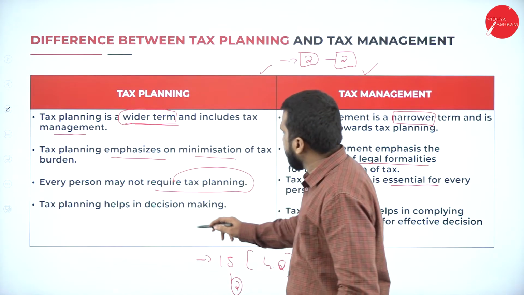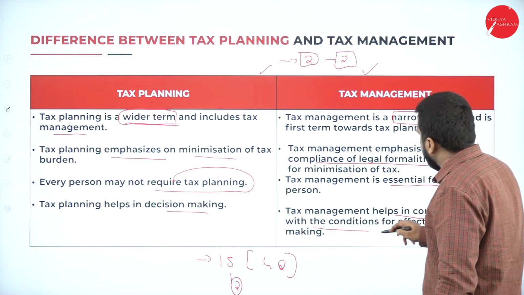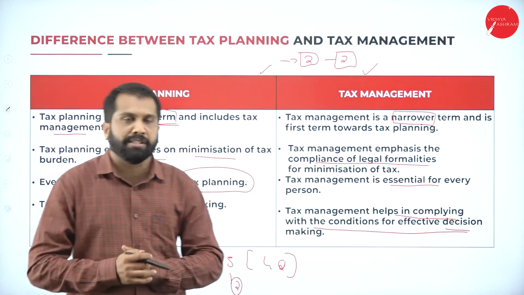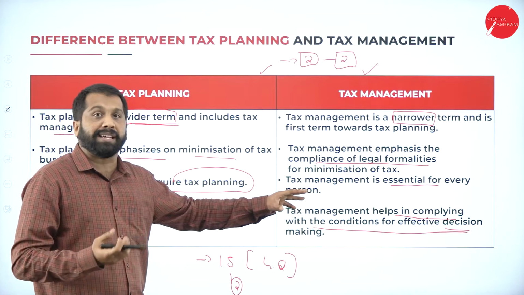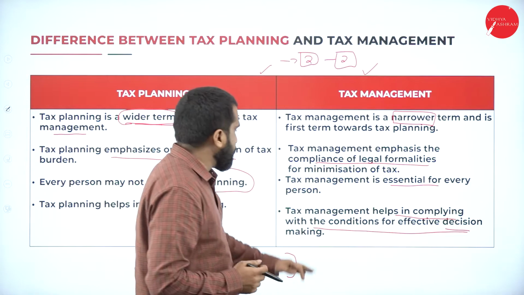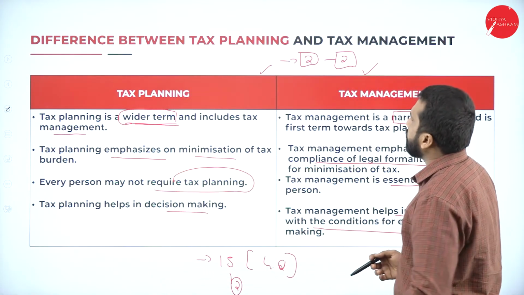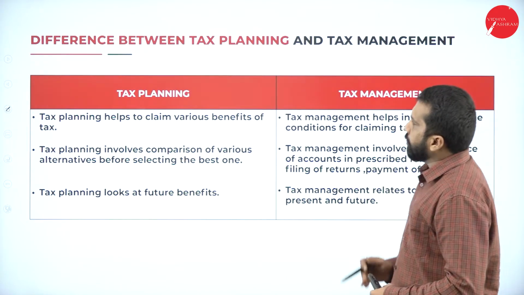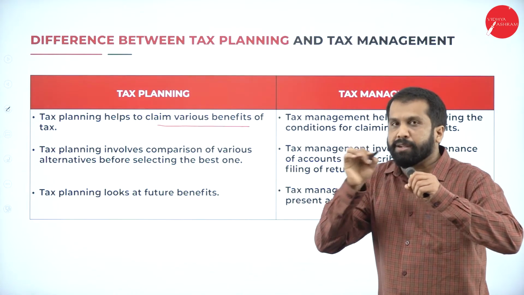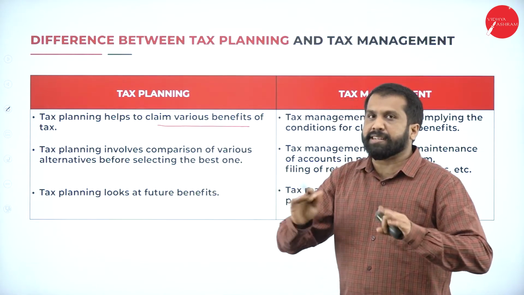Tax planning helps in decision making, but tax management helps in complying with the conditions of effective decision making. Both are almost the same only. So compliances means always remember the conditions, the rules and regulations, restrictions; all come under your tax management compliances. Hope you are clear. Good. So, continuation: tax planning helps to claim various benefits. Wherever I underline, only those words you are supposed to remember. The rest of the things are only sentences.